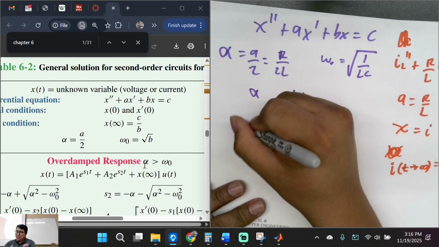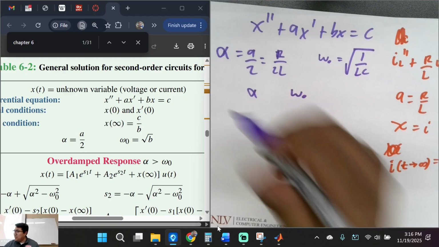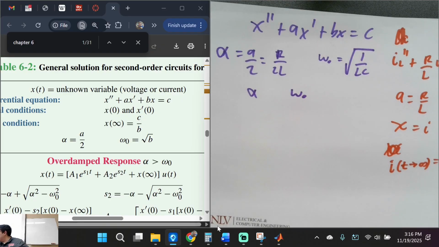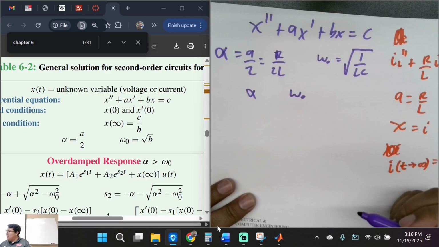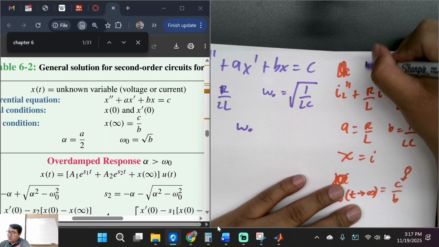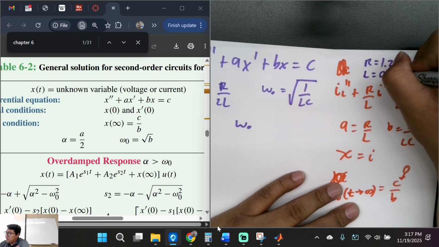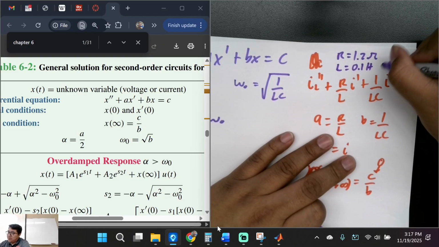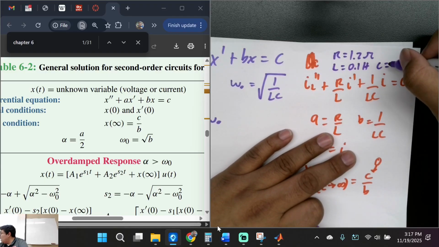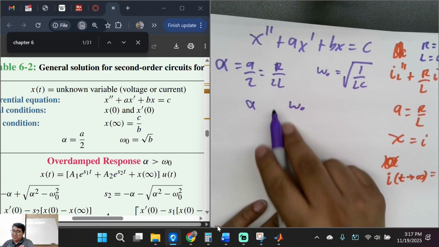So what is alpha? Our R was equal to what? What's our resistor? What is R? R was 1.2. I'm just going to write this over here. R was equal to 1.2 ohms, okay? Our L was equal to 0.1 henries. And our C was equal to 0.4 farads, okay? So we just got to plug and chug our numbers.